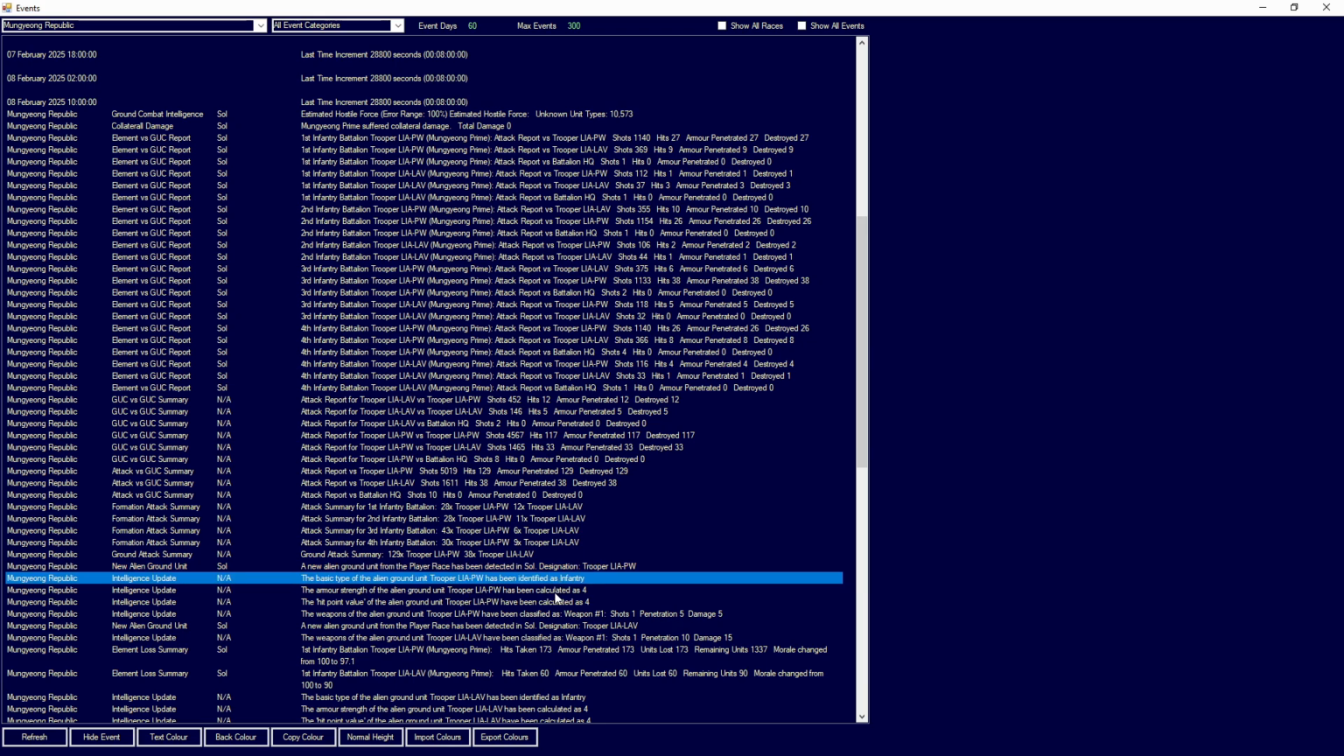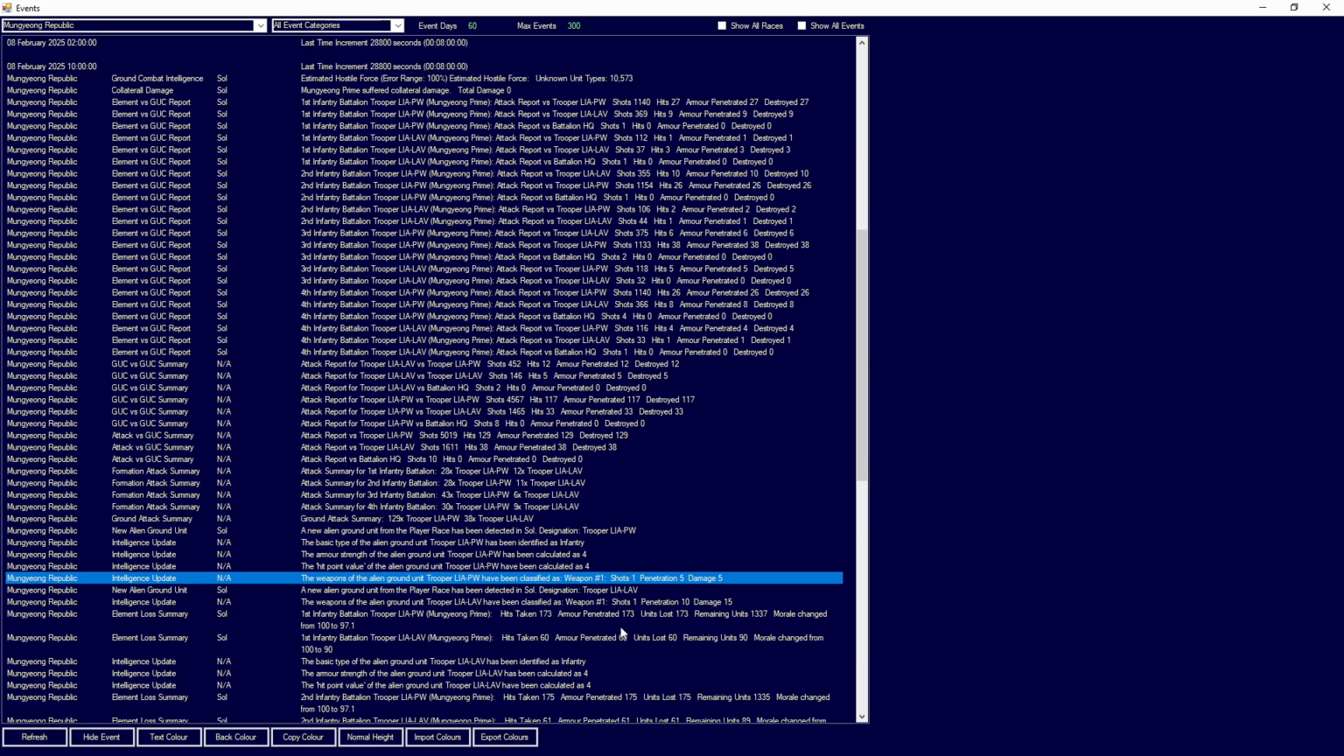We found out what we think their armor and hit point value is, based on what we were able to do to them. We also found out their weapons because of the damage we took. We designated them appropriately. We classified their weapon of 10 pen and 15 damage. That's a light anti-vehicle, and then obviously a light or personal weapon.